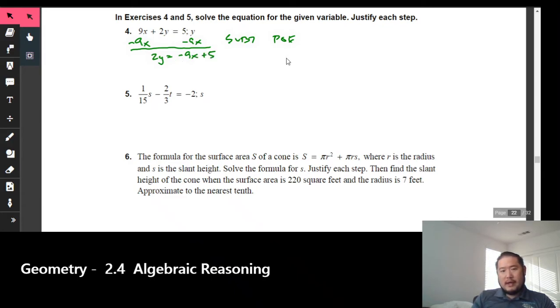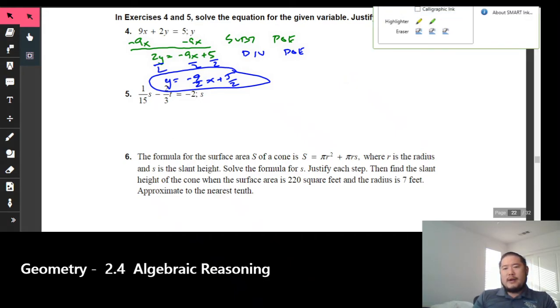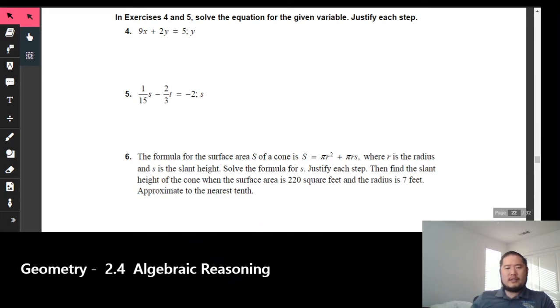Then we're going to divide both sides by 2. And remember, you divide everything by 2. I always tend to want to put everything underneath the fraction, divided by 2. So we have 9 halves x plus 5 halves. And there you have it. We have solved for y. Okay. Let's take a look at one last one right here. And we'll take a look at number 6.